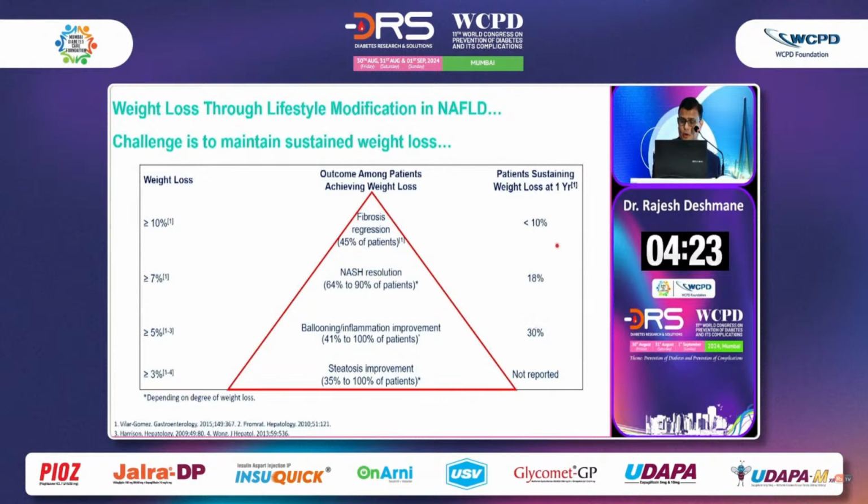But the important thing, if you look at this portion, is that after just 1 year of treatment, only 10% of patients can sustain that weight loss. Only 18% of patients can sustain that 7% weight loss. So failure rates are very, very high, more than 80%, more than 90%. We should keep in mind that lifestyle modifications do not work in 80 to 90% of patients.